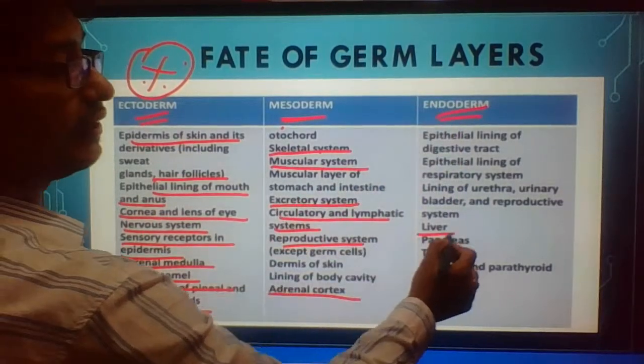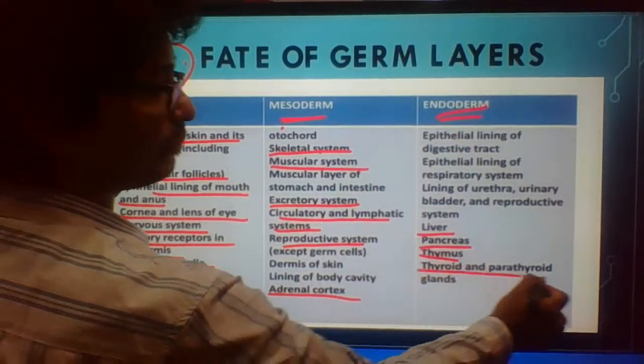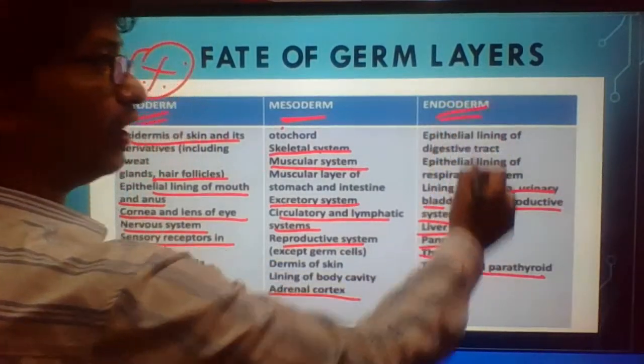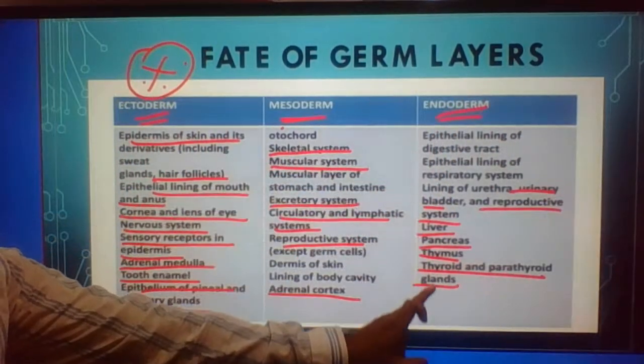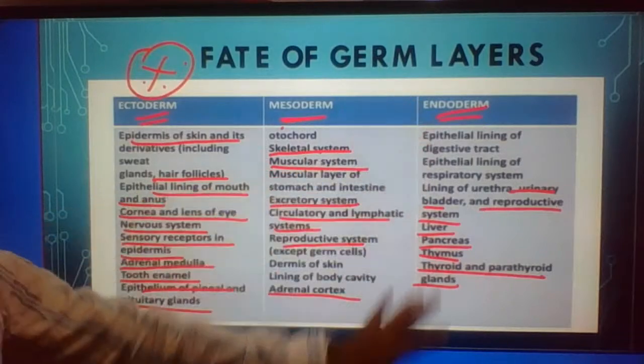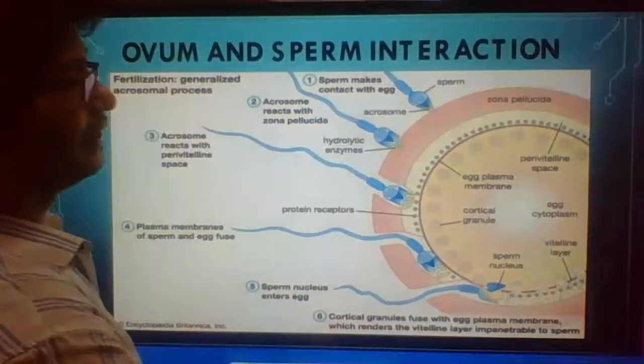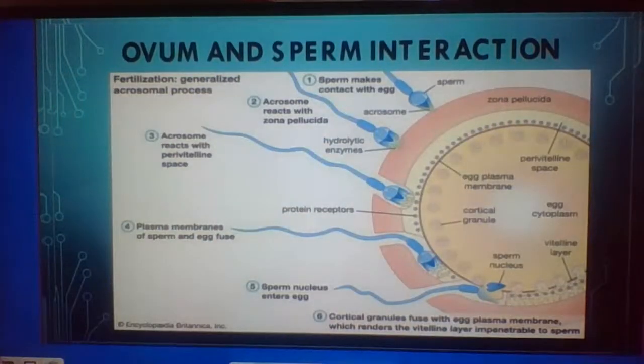Endoderm gives the liver, the pancreas, thymus, thyroid and parathyroid glands, urinary bladder, and reproductive system. All these things come out of the endoderm. Okay, within just 3 minutes I've completed the class. Fine. So these are the fates of the germ layers.